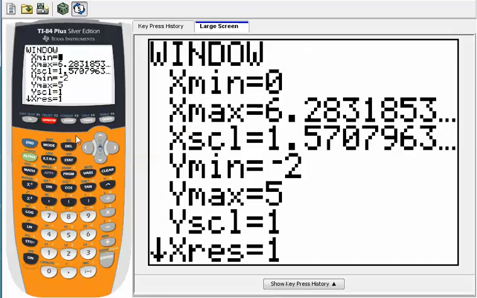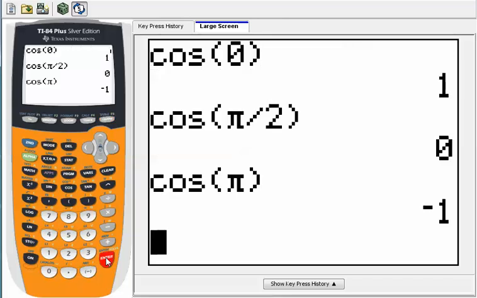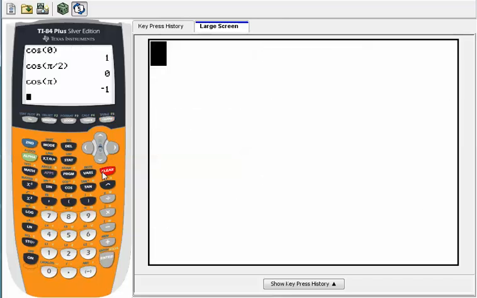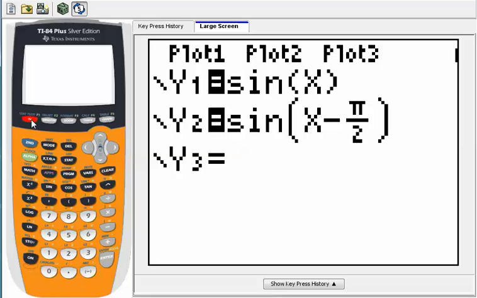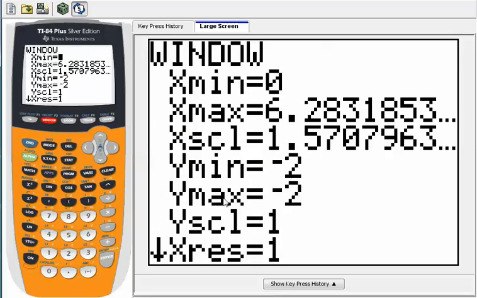Okay, window dimensions. Let's think about what we want here. Negative 2 to 2. Okay, I think that might just about do it. We're going to hit graph. Uh-oh, window range. We're going to hit quit. Okay, let's check out our window range. We made it upset somehow.